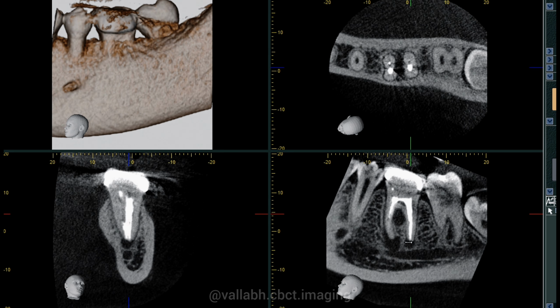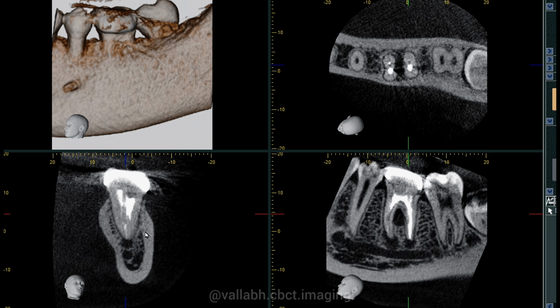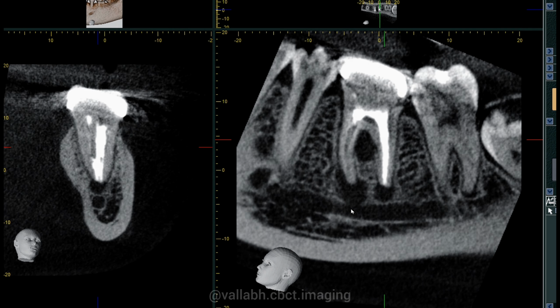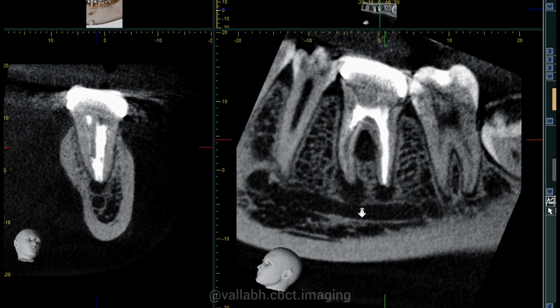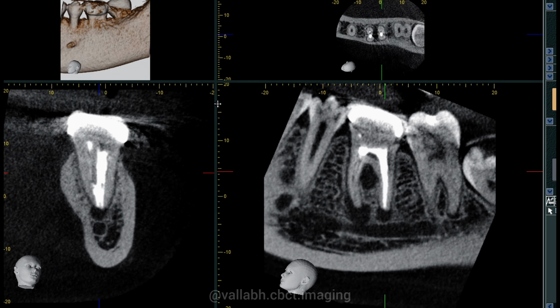You can see this is the distal canal. Periapical pathosis is again evident. This is the distal canal as seen in the coronal cross section. There is a nerve canal cortex that is passing by, and we can see that the pathosis is in close relation with the nerve canal cortex, and you can also see some kind of contact of the pathology with the inferior alveolar nerve canal cortex, and it has caused a bit of erosion of the superior cortex of the inferior alveolar nerve canal.